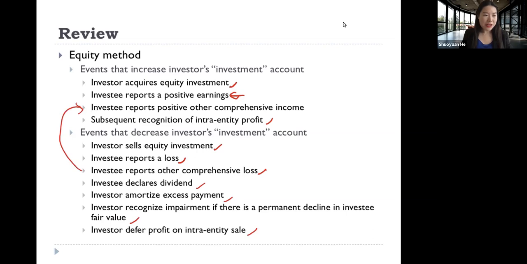So this is just a brief overview of all of the journal entries regarding the equity method that we learned in last class. If you cannot recall some of those, please go back to review last class lecture note. And then we're going to begin today's lesson in a minute.